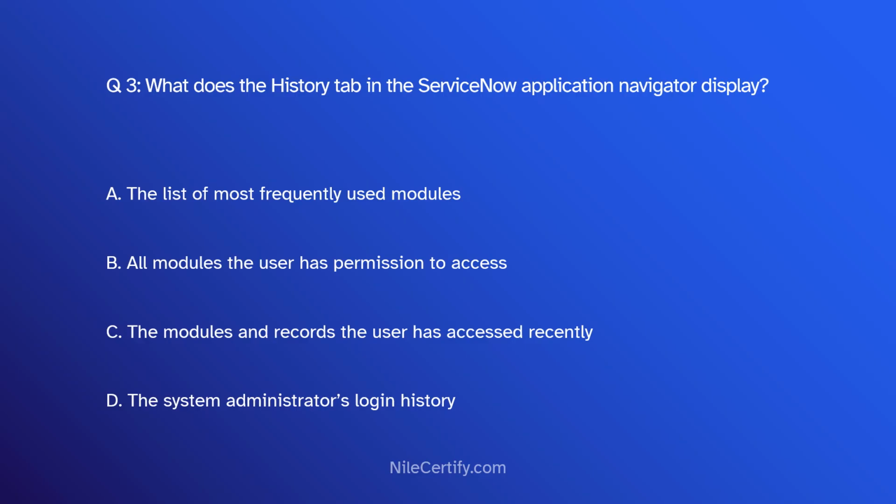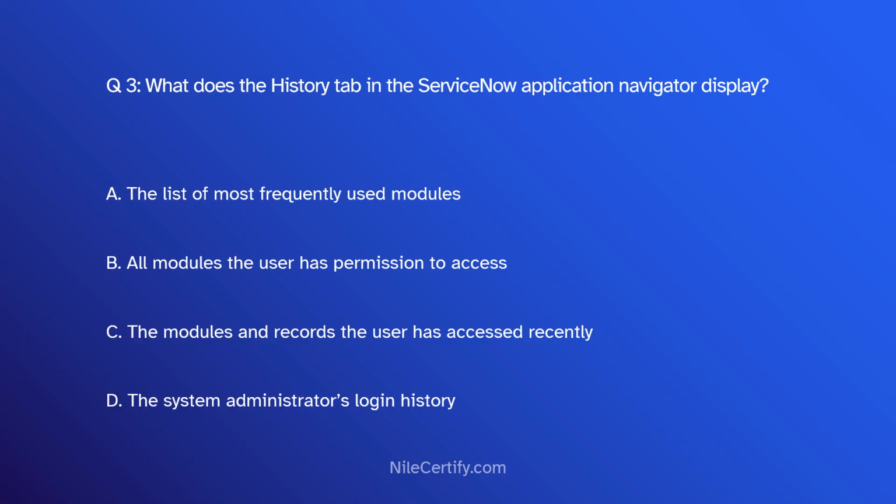Option C, the module and records the user has accessed recently. Now this one should feel familiar if you have clicked around a real instance. When you open a record like an incident or click a module like incident all, those items show up in the History tab, and you can then jump back to them quickly. So the key phrase is module and records and accessed recently. That matches exactly how the History tab behaves, and this is the correct description of the History tab. So C is correct.